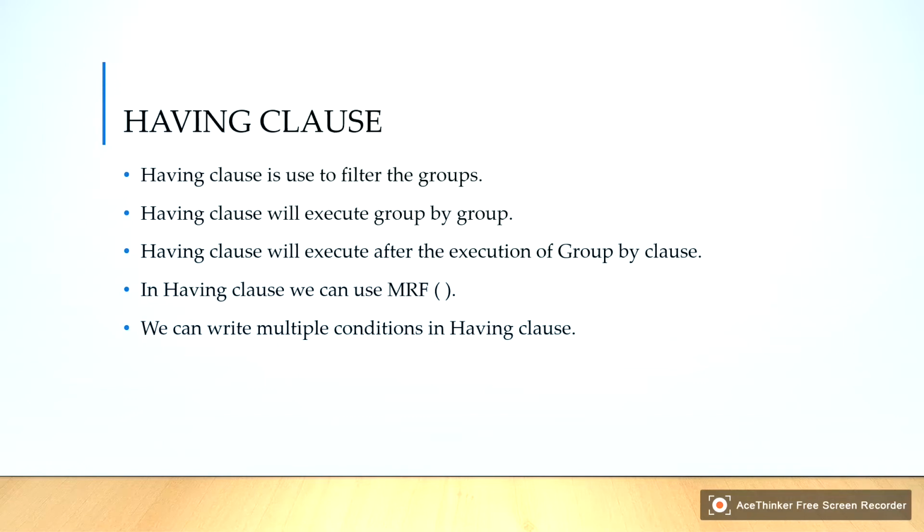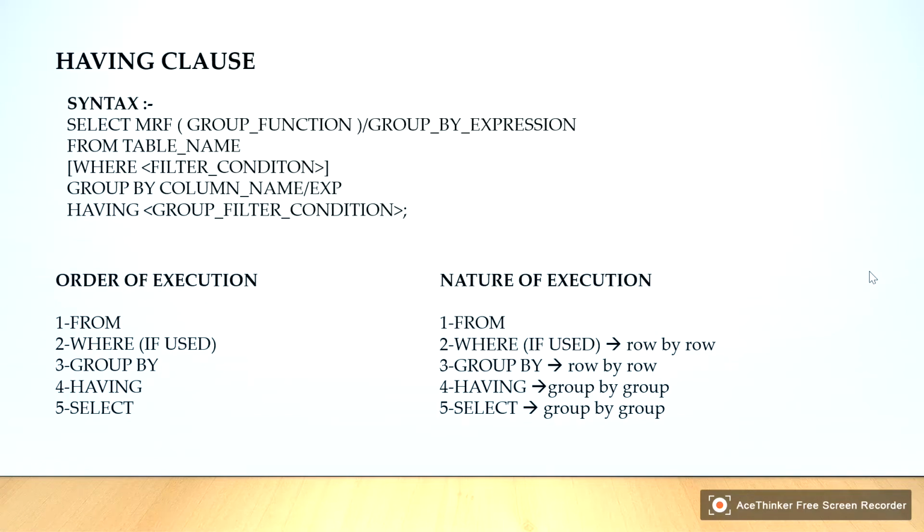Having clause. Having clause is used to filter the groups. Having clause will execute group by group. Having clause will execute after the execution of group by clause. In having clause, we can use MRF functions, that is multi-row functions. We can write multiple conditions in having clause. The syntax for having clause is shown below.